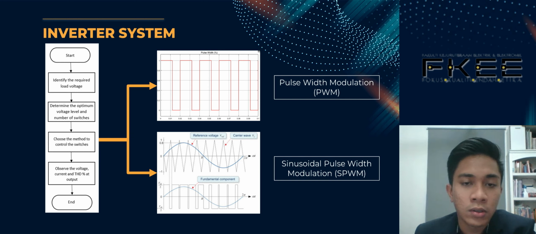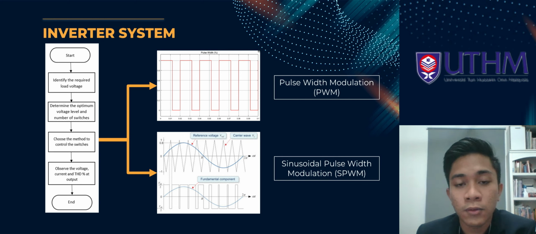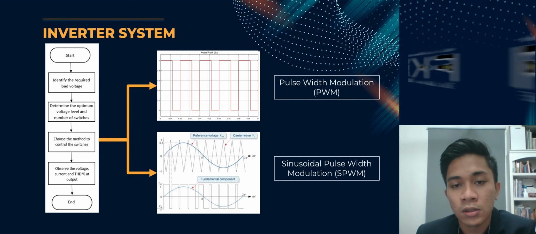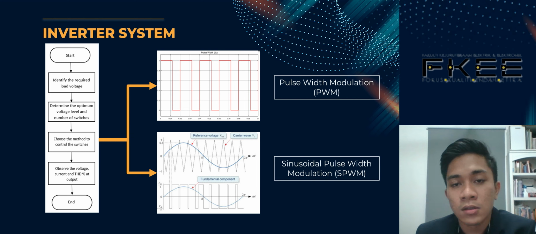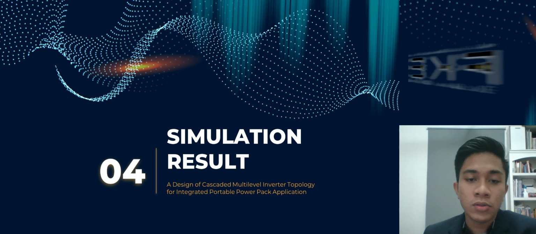As mentioned before, this multi-level inverter can be controlled by a few methods. In this project, I will choose two types of control method to control the multi-level inverter. The first one is PWM, which is pulse width modulation, and the second is sinusoidal pulse width modulation, which is SPWM. Then lastly, we observe the voltage, current, and THD percentage at the output of the inverter. Okay, continue to the simulation result.